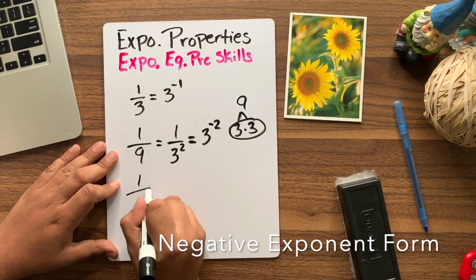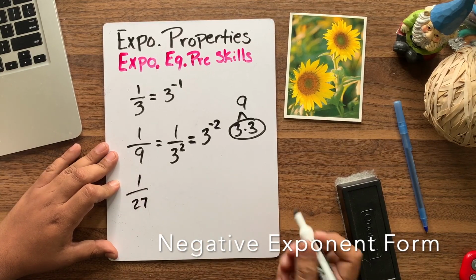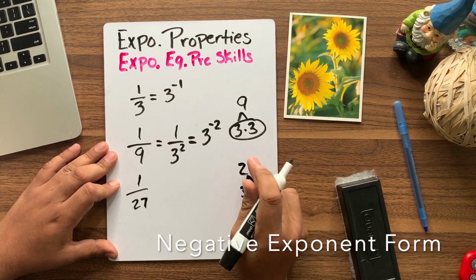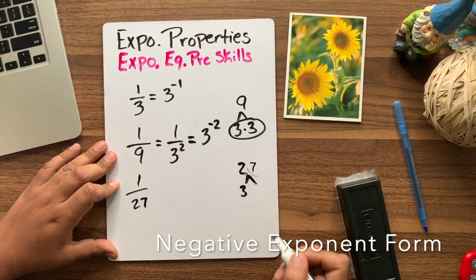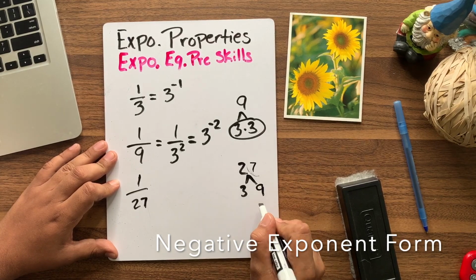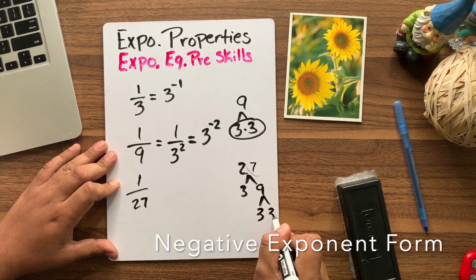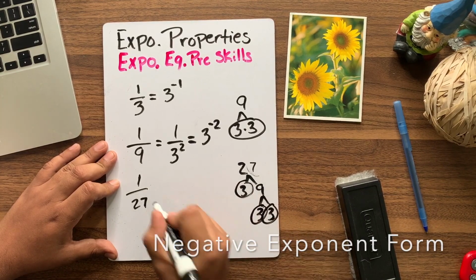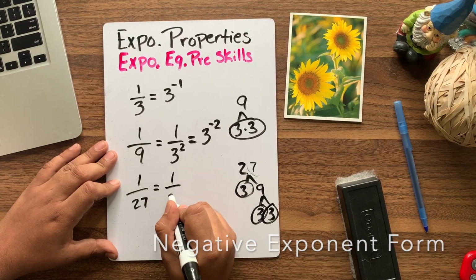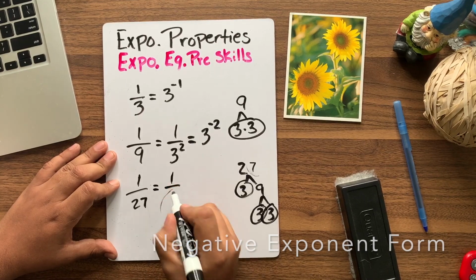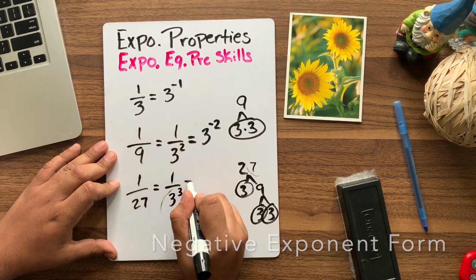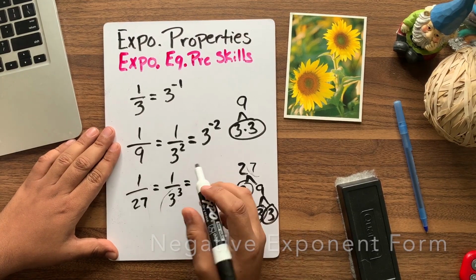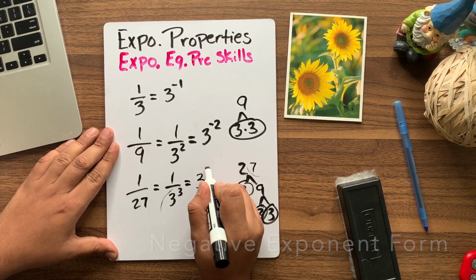If you have 1/27, 27 is made out of 3 and 9, and 9 is made out of 3 times 3. So my prime factors are 3, 3, and 3. So the equivalent of 27 is 3 to the third. But because this is a fraction and I want to express it as a negative exponent, this is equivalent to 3 to the power of negative 3.